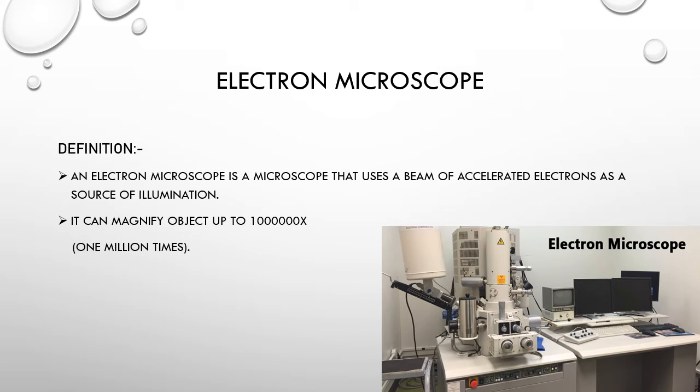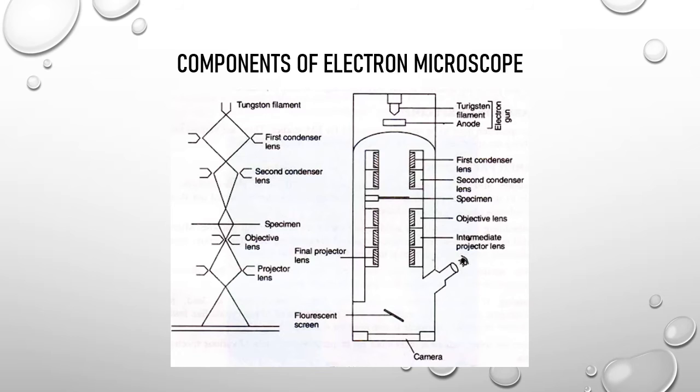Electron microscope. An electron microscope is a microscope that uses a beam of accelerated electrons as a source of illumination. It can magnify objects up to 1 million times. Components of the electron microscope: tungsten filament, first condenser lens, second condenser lens. Tungsten filament generates high-speed electrons, and these two sets of condenser lenses focus the electron beam on the specimen. And there is an objective lens, projector lens, and fluorescent screen. The final image is formed at the fluorescent screen.